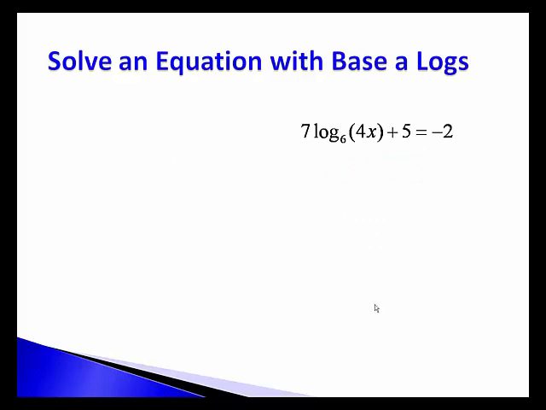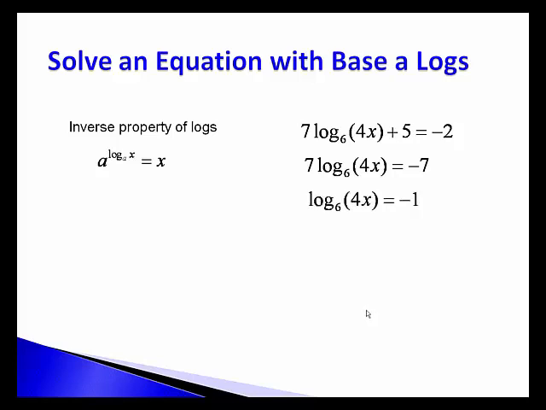This time I have 7 times log base 6 of 4x plus 5 is equal to negative 2. Let me once again give you the inverse property that we'll need to solve this. Let's begin by subtracting 5 from both sides. So I get 7 times log base 6 of 4x is equal to negative 7. We'll now divide both sides by 7, and I get log base 6 of 4x is equal to negative 1.